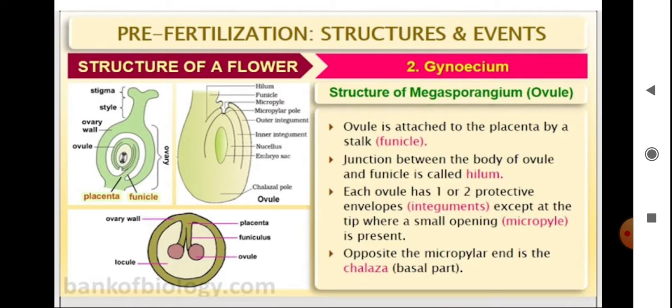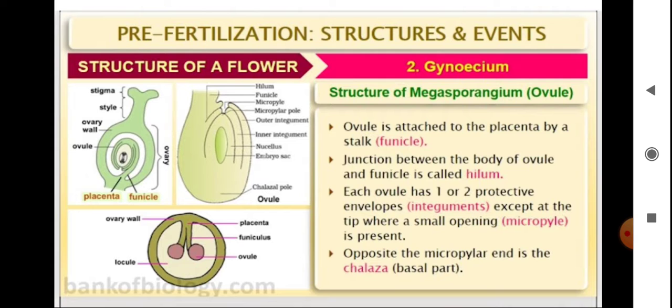So inside the ovule, what is there? It's very important. Observe the picture clearly. The ovule is attached to the placenta by a stalk, the funicle. And the junction between the body of the ovule and the funicle is called the hilum. The one region which attaches the ovule and the funicle is the hilum.